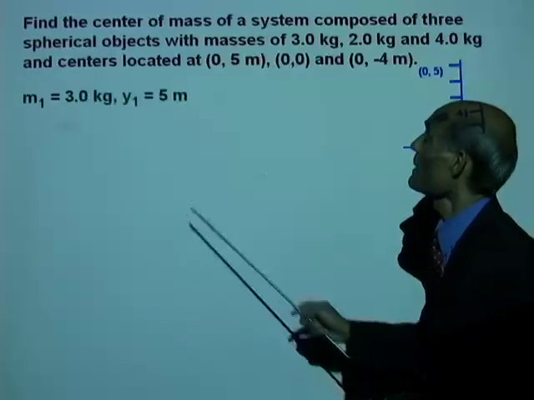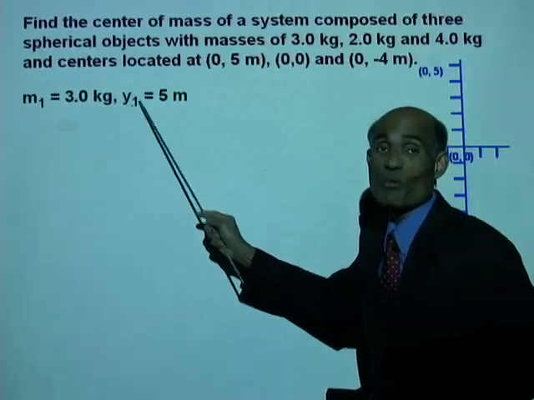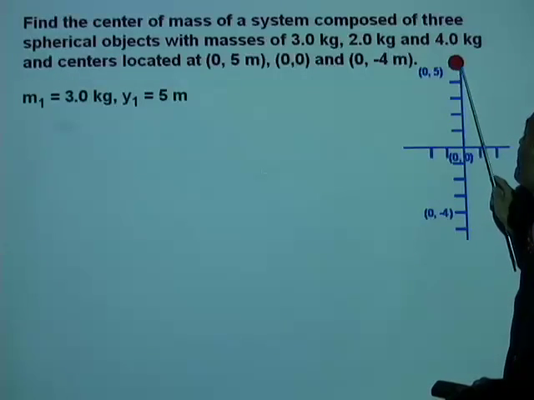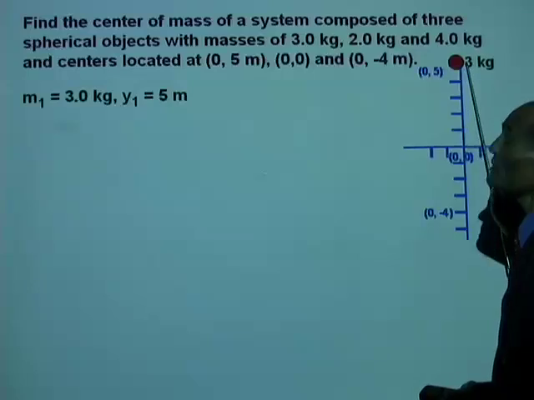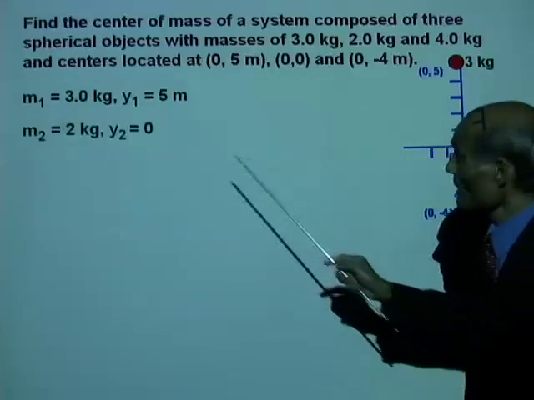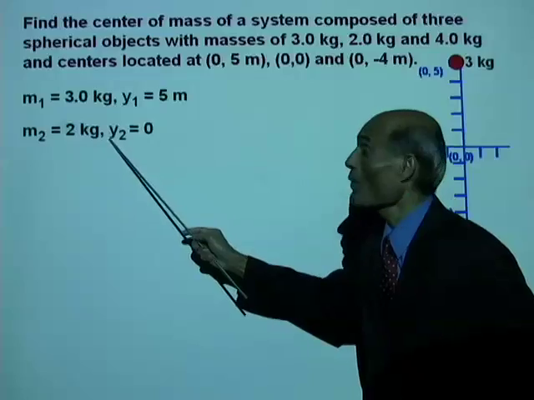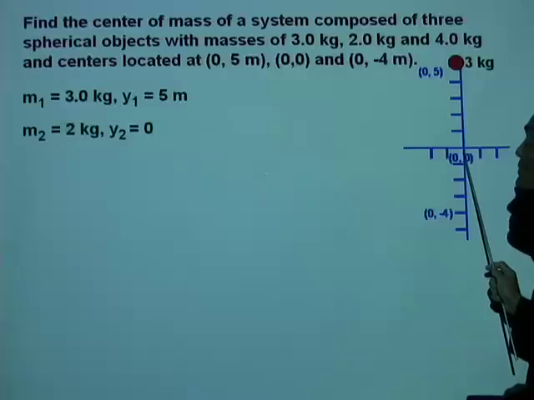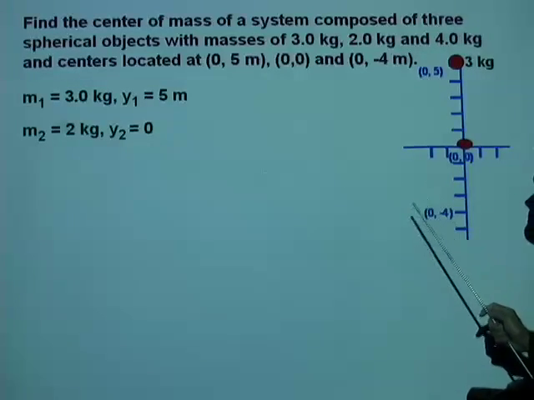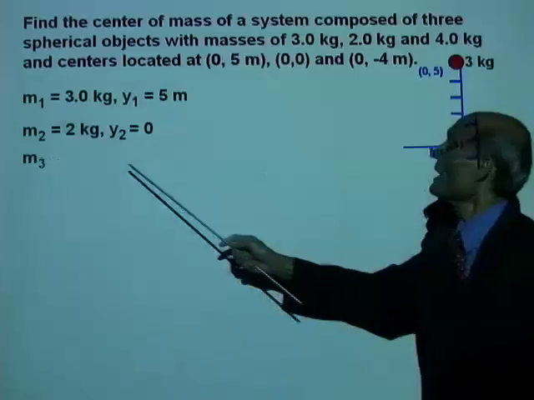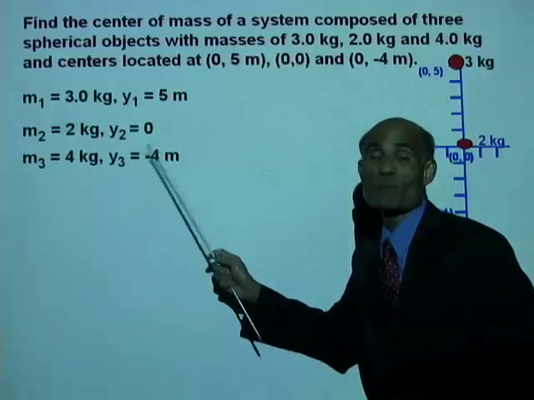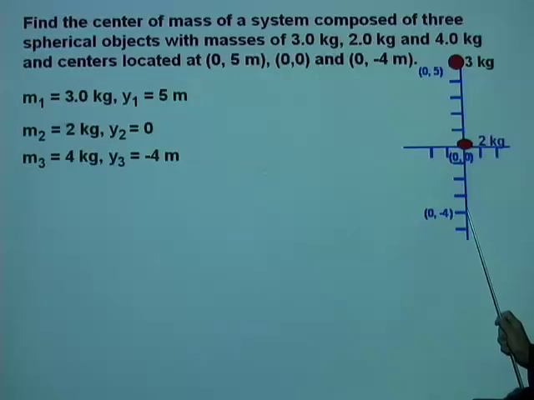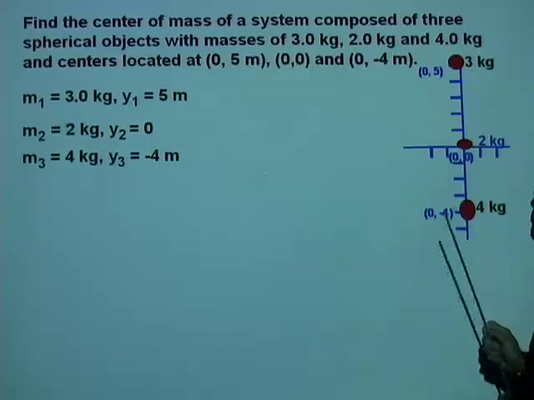Let's locate them. M1 is 3 kilogram, y1 is 5 meter. That means your M1, the 3 kilogram, is over here. M2 is 2 kilogram, y2 equal to 0. Our 2 kilogram object is at the origin. Alright. M3 equal to 4 kilogram, y3 equal to -4. Where is M3? M3 will be over here. That is the 4 kilogram.